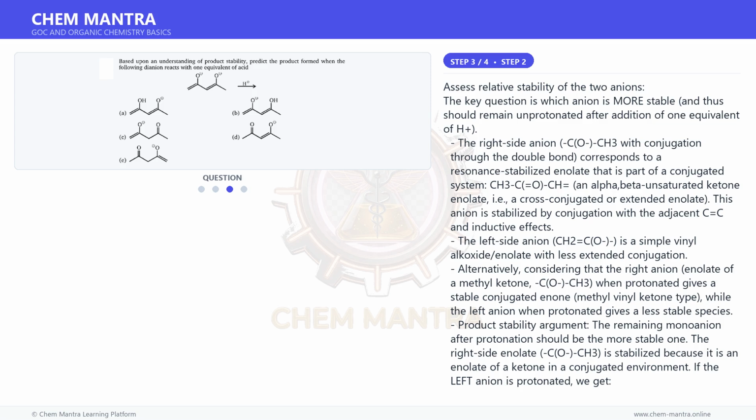Assess relative stability of the two anions. The key question is which anion is more stable, and thus should remain unprotonated after addition of one equivalent of H+. The right side anion, COCH3 with conjugation through the double bond, corresponds to a resonance-stabilized enolate that is part of a conjugated system, CH3C=O, CH=, an alpha-beta unsaturated ketone enolate, i.e., a cross-conjugated or extended enolate. This anion is stabilized by conjugation with the adjacent C=C and inductive effects.